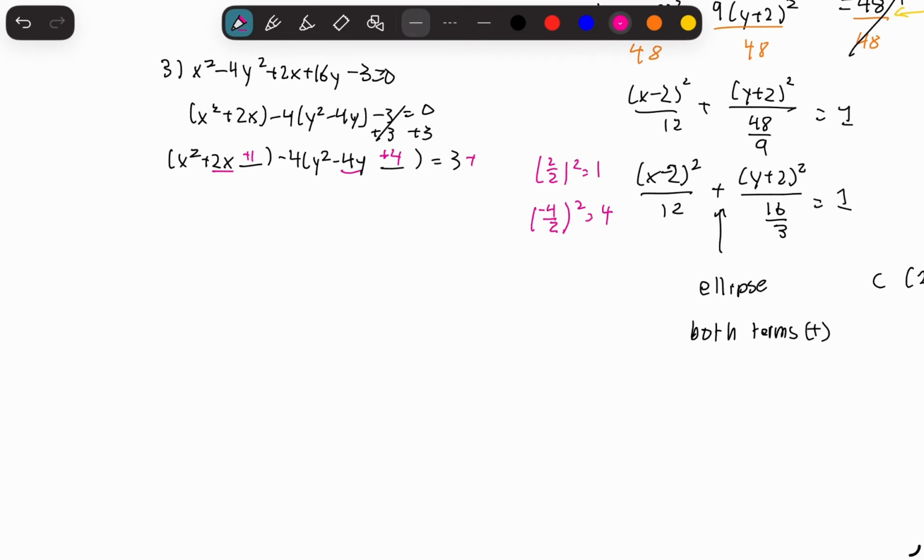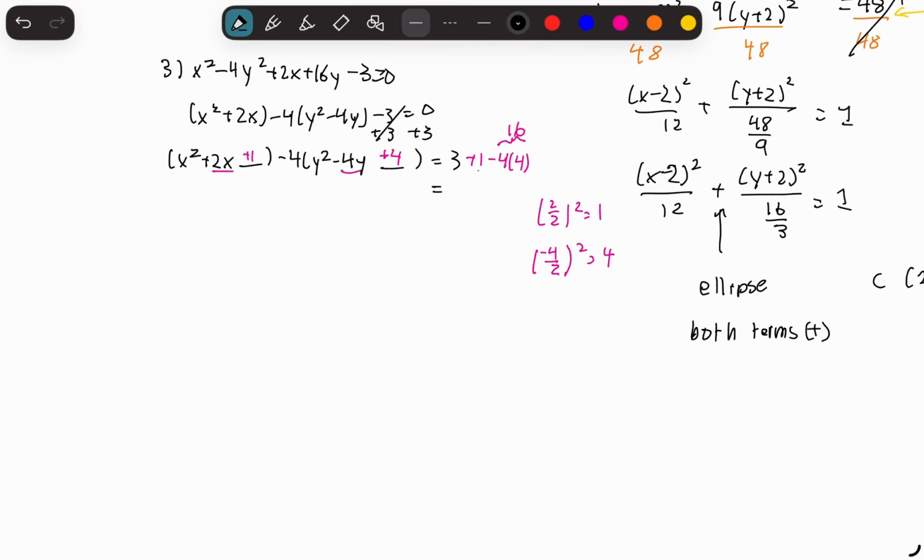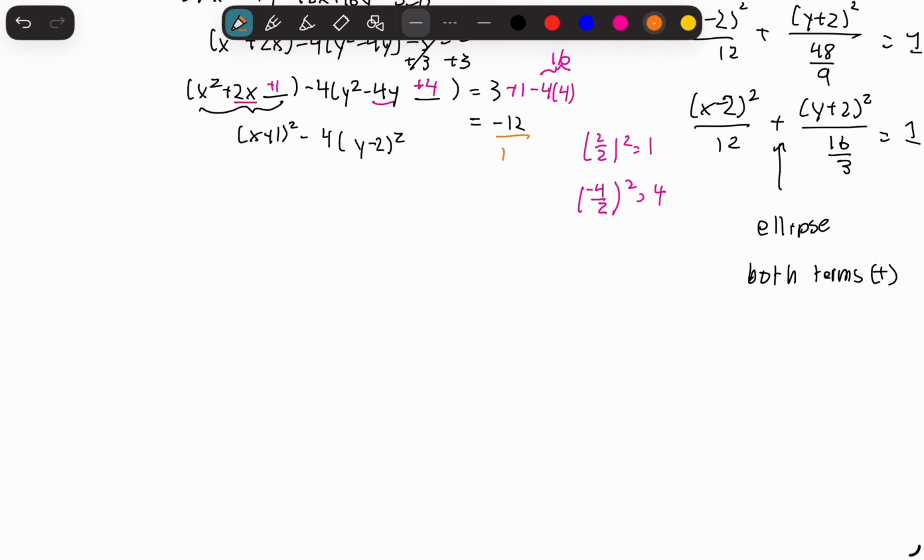So on this side, we're going to add a 1 and also subtract a 16 because it's going to be negative 4 times 4. That's just equal to 16. And let's just simplify after this. This is equal to negative 12. After this, we can factor. This is (x plus 1) squared minus 4(y minus 2) squared is equal to negative 12. Now after this, all you're going to do is just divide by negative 12 on both sides. So this is going to equal (y minus 2) squared over 3 minus (x plus 1) squared divided by 12 is equal to 1.